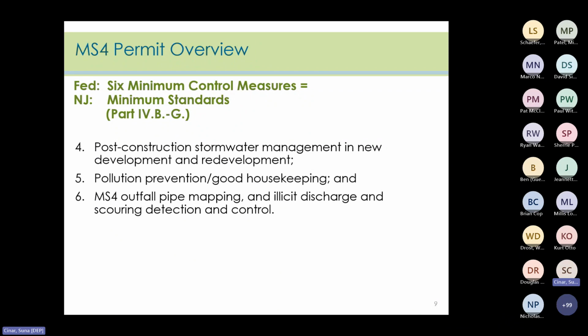5. Pollution prevention and good housekeeping. This includes activities at maintenance yards, leaf collection, and so forth, as well as all of the necessary training requirements. 6. MS4 outfall pipe mapping and illicit discharge detection and control. This includes tracking down and eliminating illicit discharge of pollutants and outfall pipe mapping, which will be discussed later in the training.